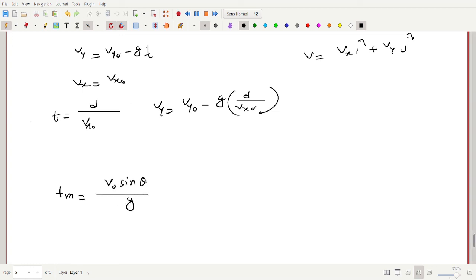We will check this t and this t. If this t is greater than tm, then it has crossed the time. Yes, sir. It has crossed the maximum height, and the direction is negative. Yes. And if t is less than tm, then it has not passed the maximum height.